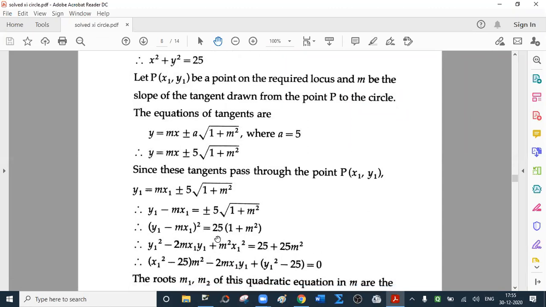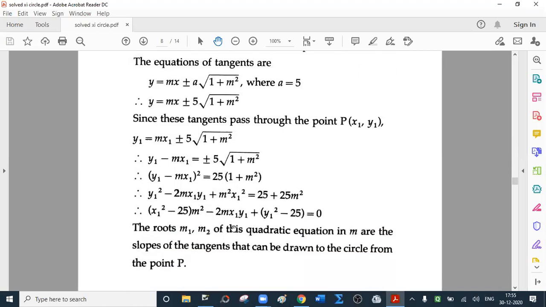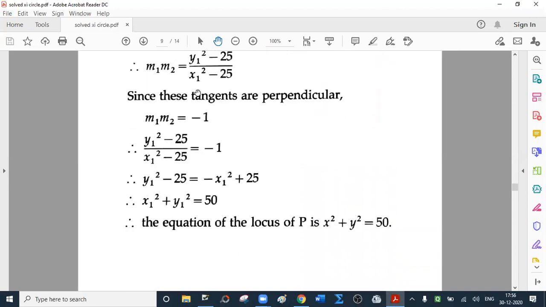Rearrange the terms, square, to get a quadratic equation. Why get a quadratic equation? Because the roots m1, m2 are the slopes of the two tangents which can be drawn. See, the roots m1, m2 of this quadratic equation are the slopes of the tangents that can be drawn to the circle from the point P. Now, m1 m2 is the constant upon the coefficient of m square.